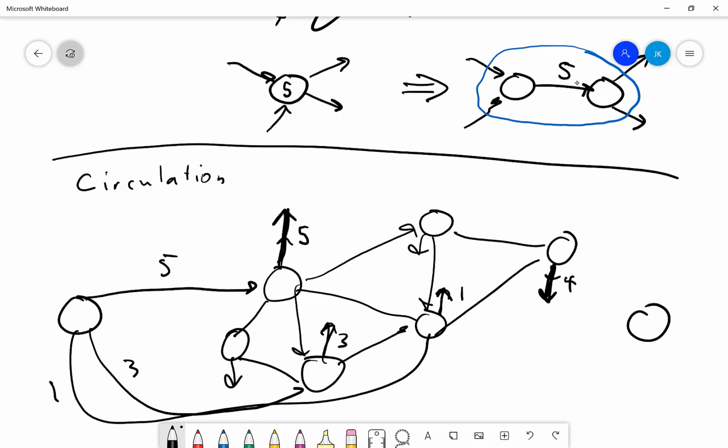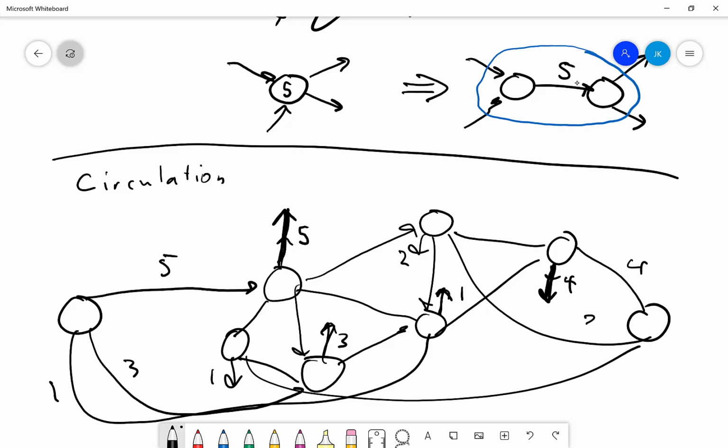And likewise, if this had a demand of 4 and of 2 and of 1 here, I would create my edges to the sink with capacities 4 and 2 and 1. Okay, and computing max flow through there is going to tell you how you can satisfy that entire thing. And there's a lot of problems that can be written as circulation problems.